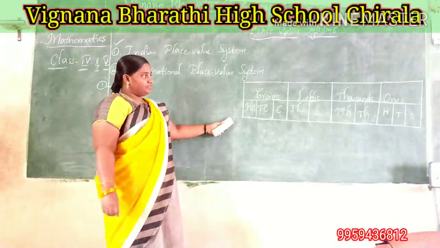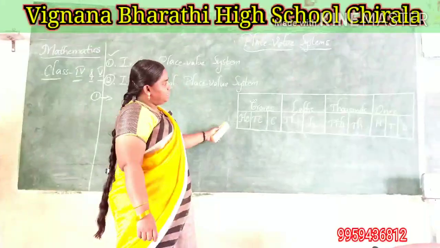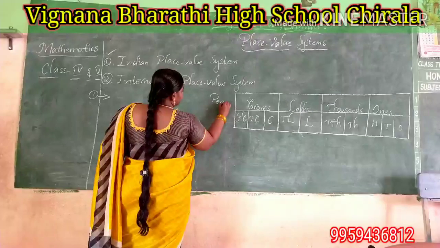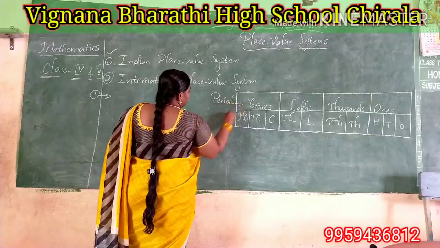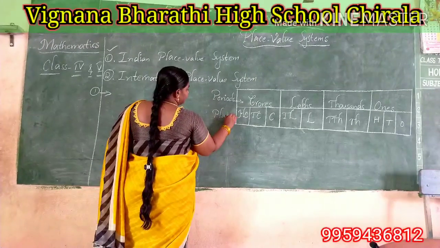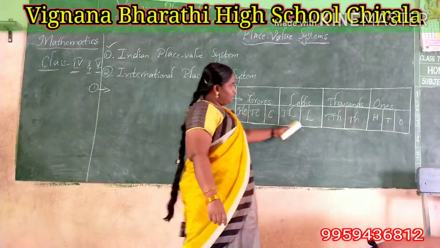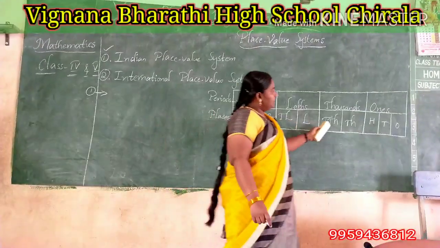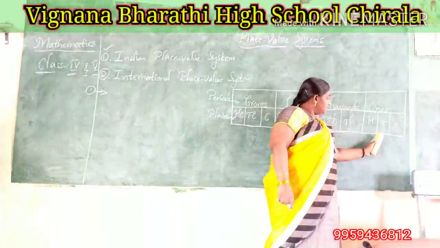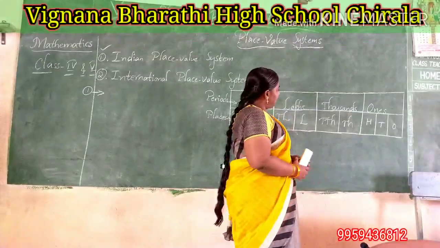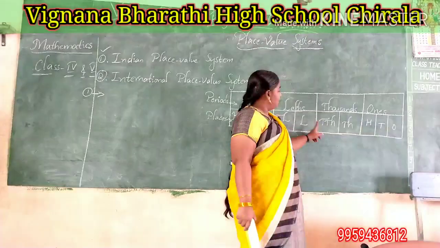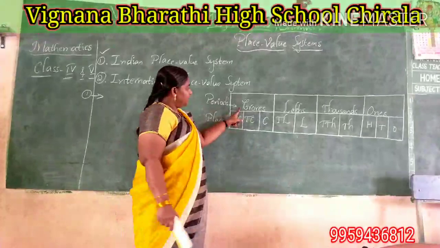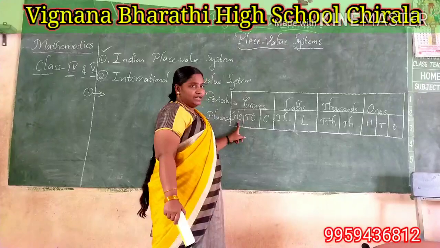This is the place value chart for the Indian place value system. In the Indian place value system, we have different periods and different places. These are the periods and these are the places. What are the periods? Ones period, thousands period, lakhs period, crores period. In ones period, three places are there: ones, tens, hundreds. In thousands period, two places are there: 1000, 10,000. In lakhs period, again two places are there: lakhs, 10 lakhs. In crores period, three places are there: crores, 10 crores, 100 crores.